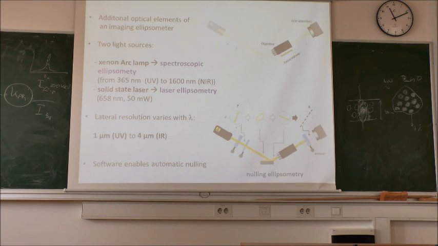The lateral resolution of the system varies with the wavelength used, and so the ellipsometric measurements in the UV region can be performed with a lateral resolution of 1 micron, while at larger wavelengths the lateral resolution is lower.